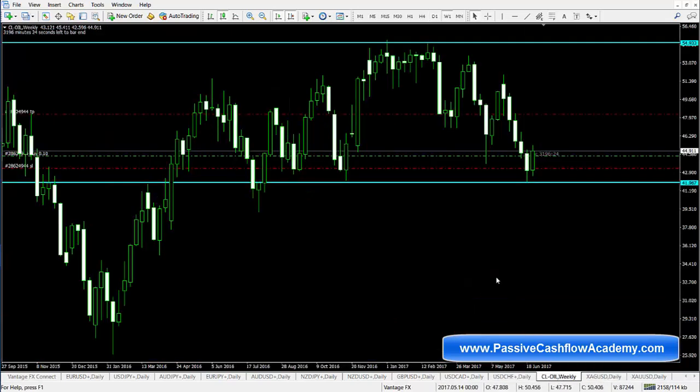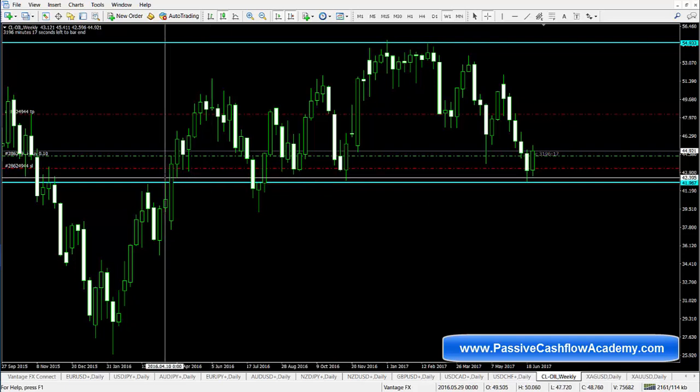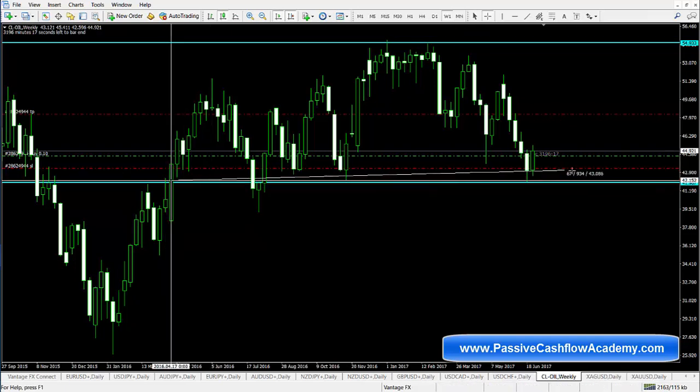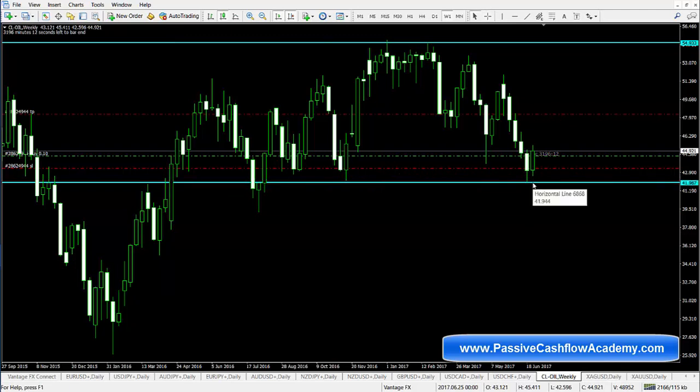So let's check oil. Now this is the weekly chart of oil, okay? The market during the past probably 60 weeks, which is the past year, has been fluctuating between $41 and $55. So it's about $14 movement. Now the market has touched this $41, $42 and it's going up.